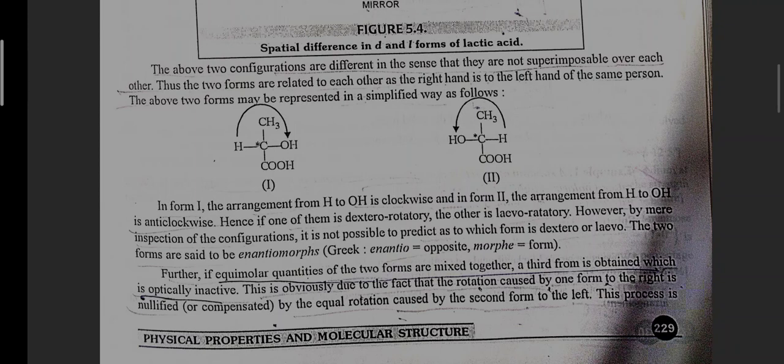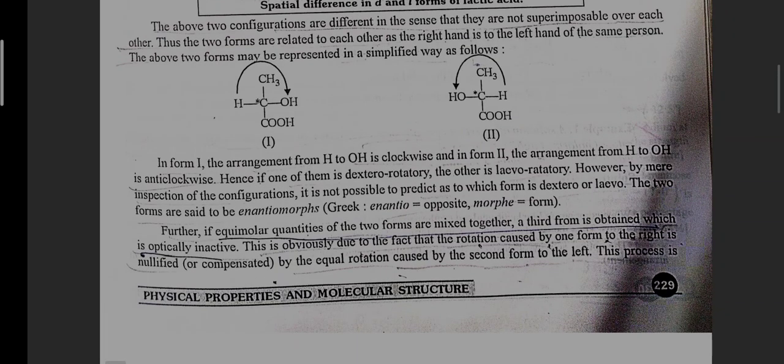In form first, the arrangement of H to OH is clockwise, and in form second, the arrangement from H to OH is anticlockwise. Hence, if one of them is dextrorotatory, then the other is levorotatory. However, by inspection of the configurations, it is not possible to predict which form is dextro or levo. The two forms are said to be enantiomorphs.